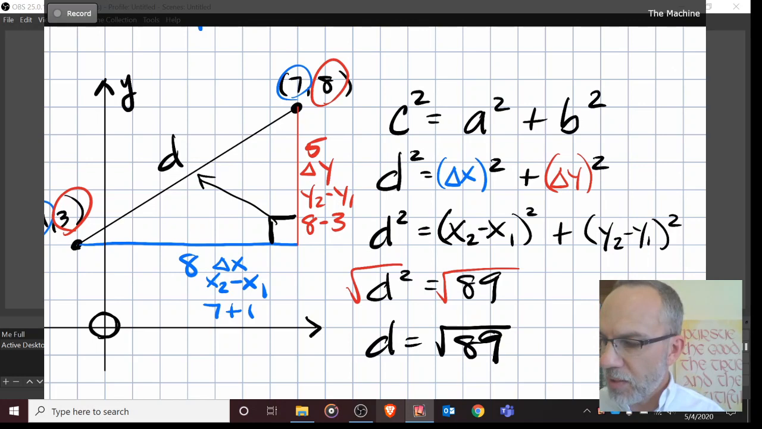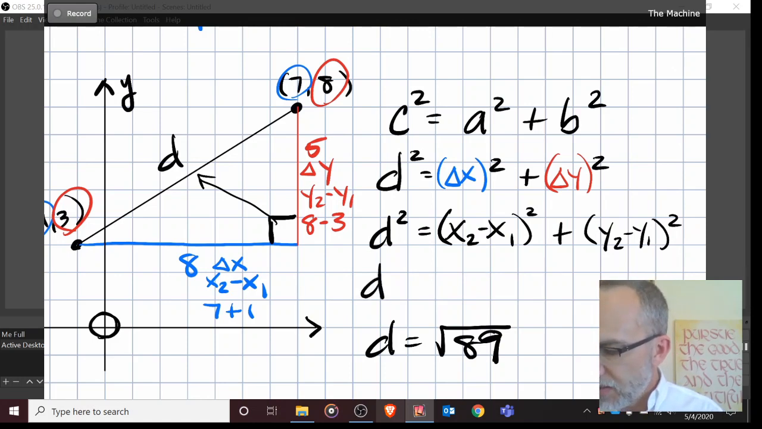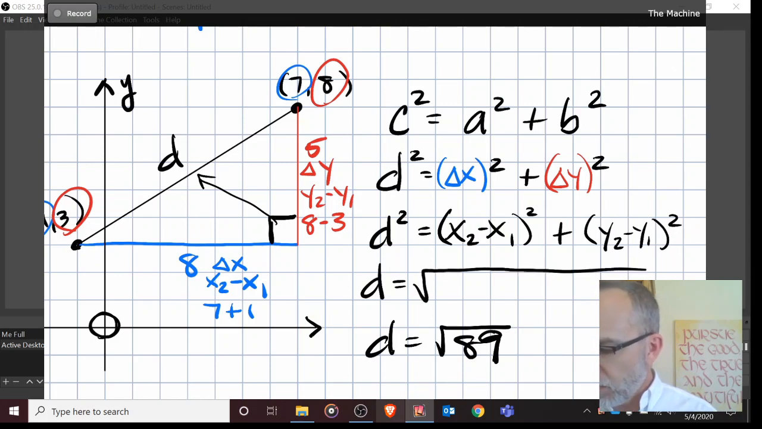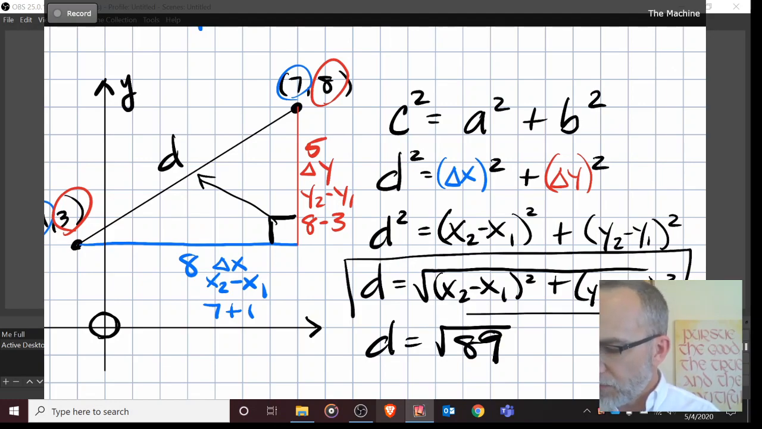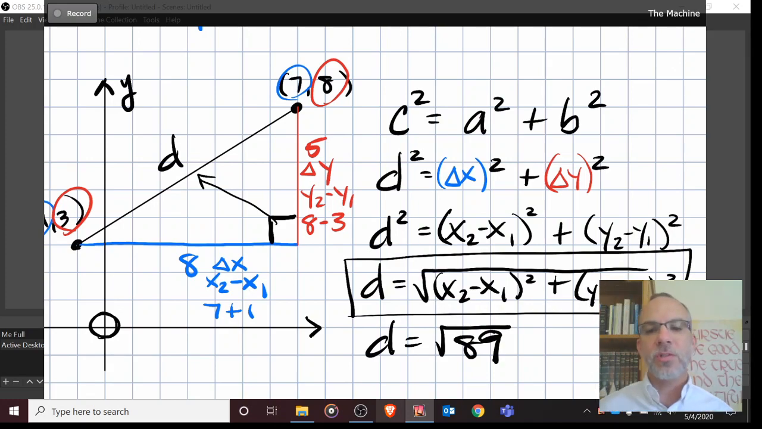And then here's what I do. Get down to the very end here. I can say that the distance then is equal to, if I square root both of those sides, this distance is equal to the square root of x2 minus x1 quantity squared plus y2 minus y1 quantity squared. And right there, there's your formula to find the distance between any 2 points on the Cartesian coordinate grid, if you know their x and their y values. Okay, this is the distance formula.